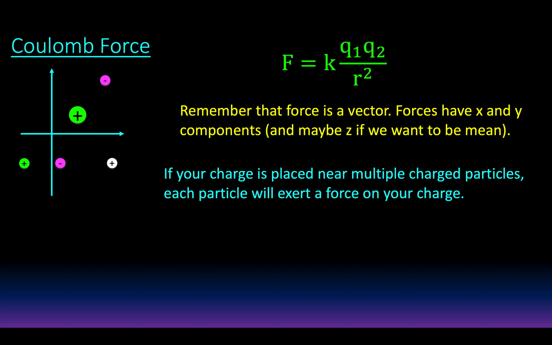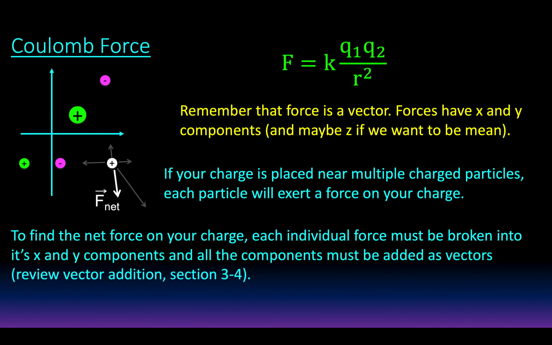So each of these 4 charged particles will attract or repel my particle, and the 4 forces of attraction and repulsion on my particle might look something like this. If I want to know the net force on my particle, I need to add these 4 forces as vectors together. And when I do, I find a net force that looks something like this. If you want, you could go back to section 3-4 to review vector addition in the textbook, and we will now go on to some practice problems on the Coulomb force.